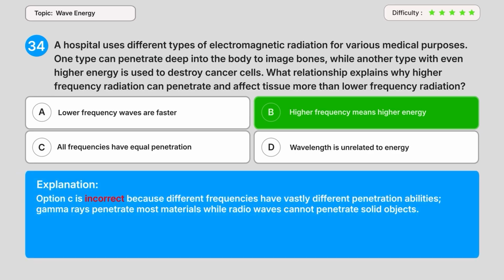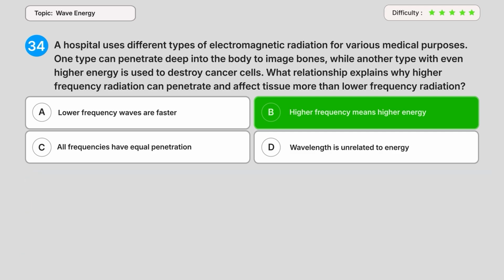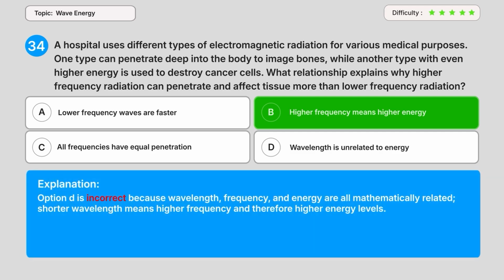Option C is incorrect because different frequencies have vastly different penetration abilities. Gamma rays penetrate most materials, while radio waves cannot penetrate solid objects. Option D is incorrect because wavelength, frequency, and energy are all mathematically related. Shorter wavelength means higher frequency, and therefore higher energy levels.